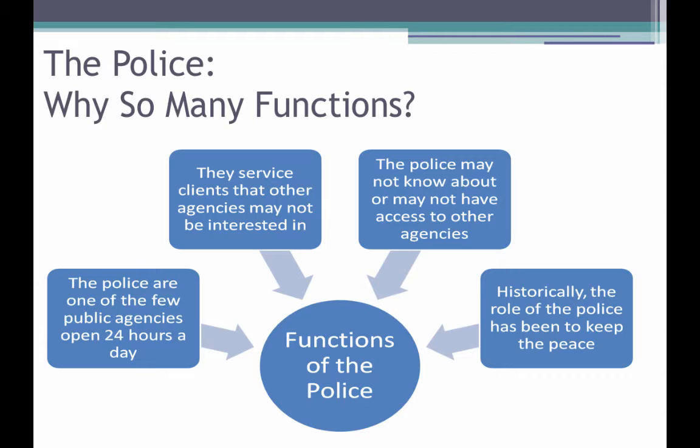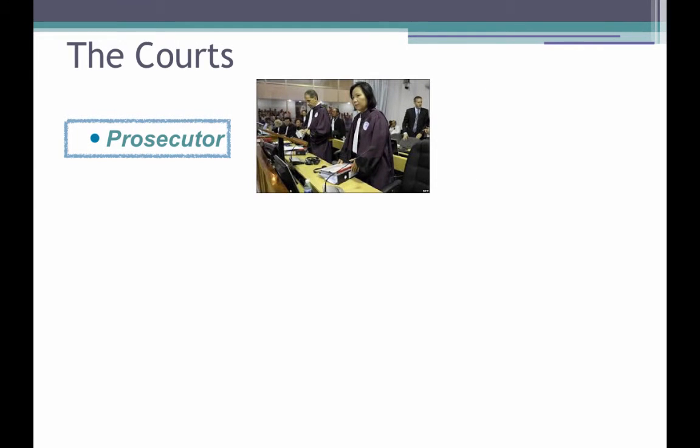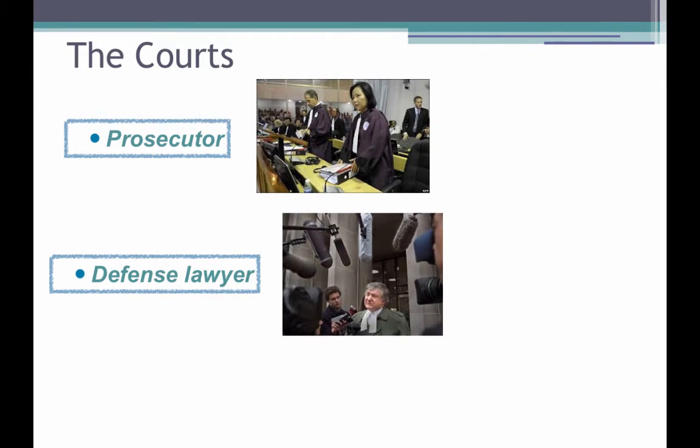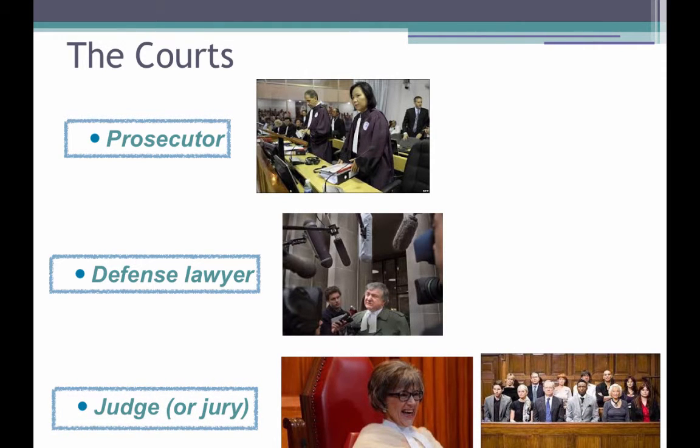Now, if we look at the courts, essentially they decide the guilt or the innocence of those accused of committing a crime. And the process is adversarial. Adversarial in that there's a prosecutor. This is the lawyer who represents the state or represents the government. There's a defense lawyer, who asserts that the accused or the defendant is innocent. And then there's a judge or jury, and the final decision as to the guilt or innocence of the defendant lies with them.